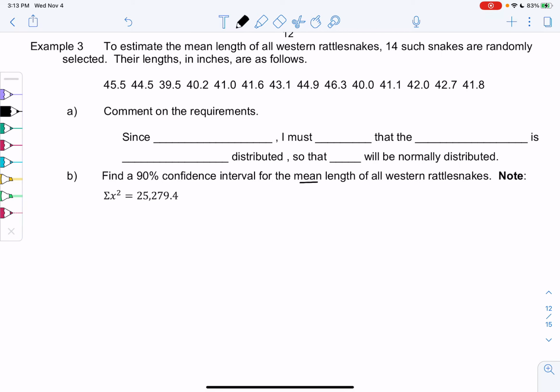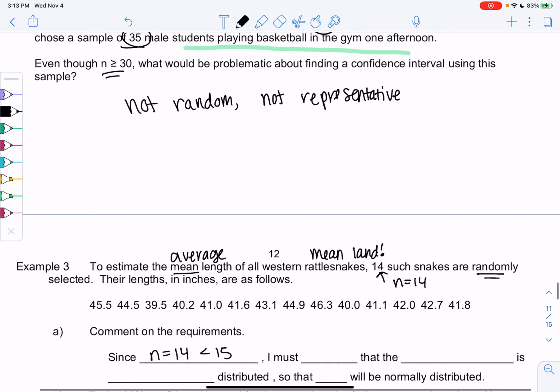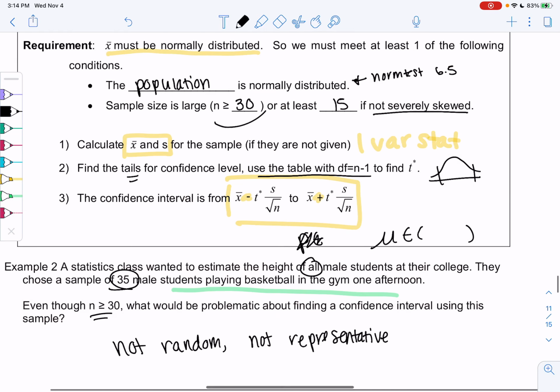So example 3, we want to estimate the mean, or the average, so we're in mean land and no proportions, of all western rattlesnakes. 14 such rattlesnakes are randomly selected, so random is good, and my sample size is 14, and their lengths in inches are as follows. Let's comment on the requirements before we do any math. My sample size is only 14, which doesn't even make the 15 cutoff. So we need at least 30, or we need 15 if it's not skewed. It makes neither of those, so we need the population to be normal.